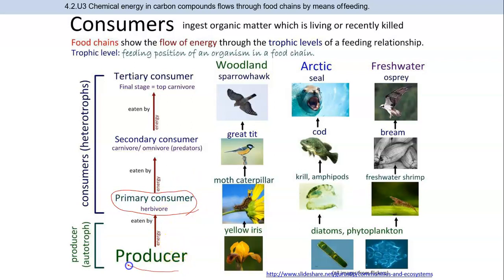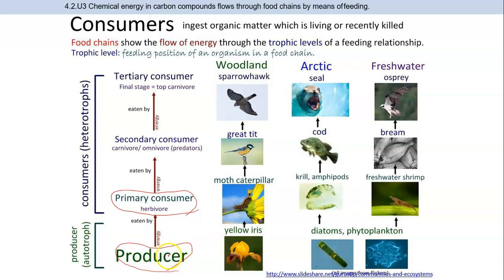For example, this is a producer, and the trophic level is considered producer because they get energy from light and produce. Then the second level is called primary consumer. So the trophic level here is primary consumer, here is secondary consumer, and here is tertiary consumer. Each food chain shows the relationship between animals and organisms. So that's the meaning of food chain and consumers, and you will see different examples: a woodland food chain, an Arctic food chain, and a freshwater food chain.